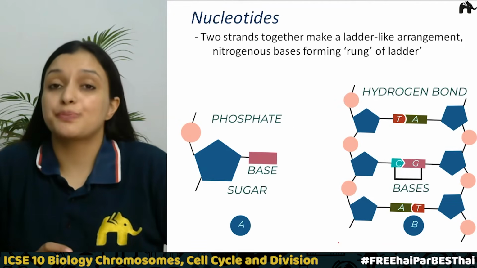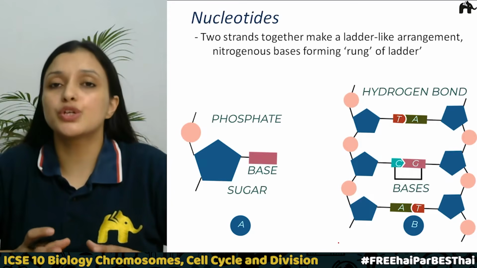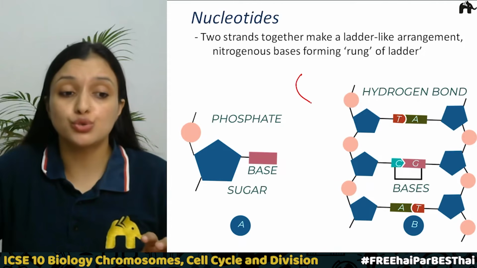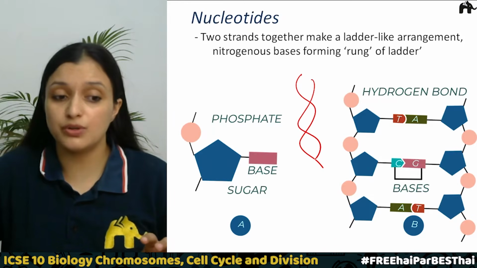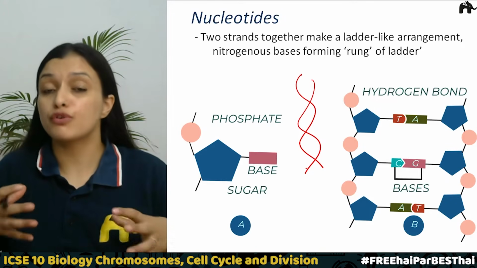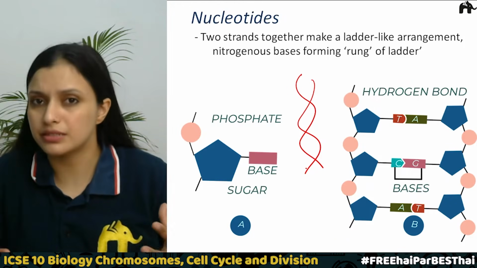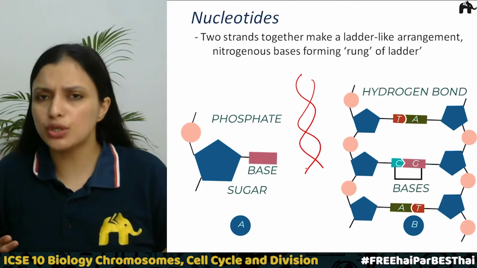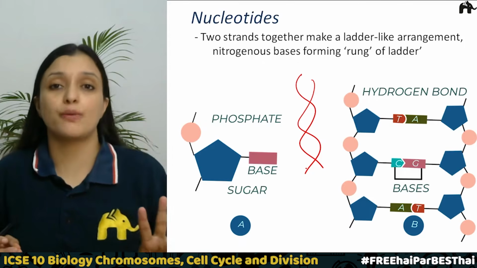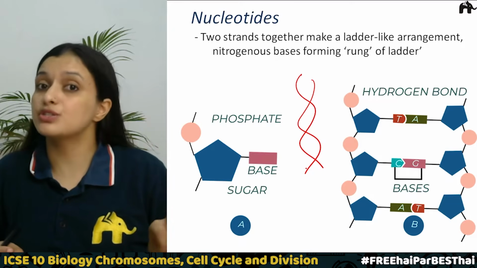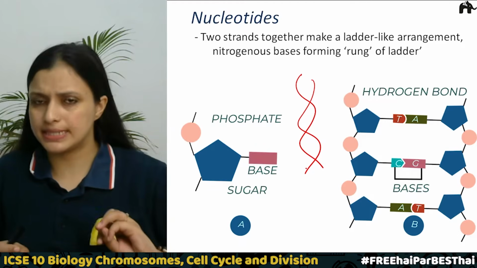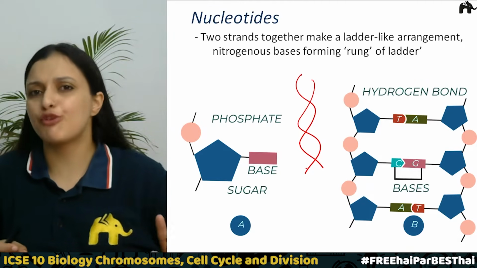Coming to the next part of the topic, that is nucleotides. So what are these nucleotides? Just now we studied that there are two strands in a DNA molecule, right? These two strands are made up of what? Nucleotides, the repeating nucleotides. These nucleotides have three components: one is phosphate, then sugar, and then finally we have some bases. There are basically four bases.